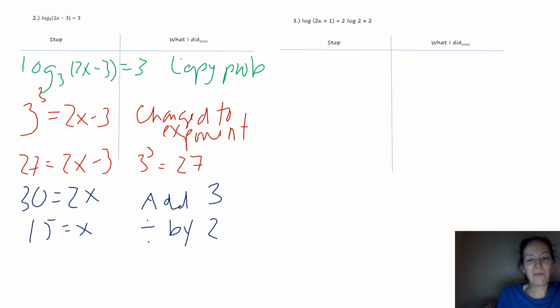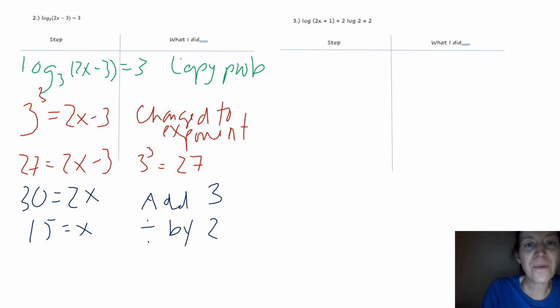Let's take a look at this last one because it's fun. So what do we have going on here? We have some interesting stuff in this problem. This is a good problem. So we have log of 2x plus 1 plus 2 log 2 equals 2. That's a lot of 2's.